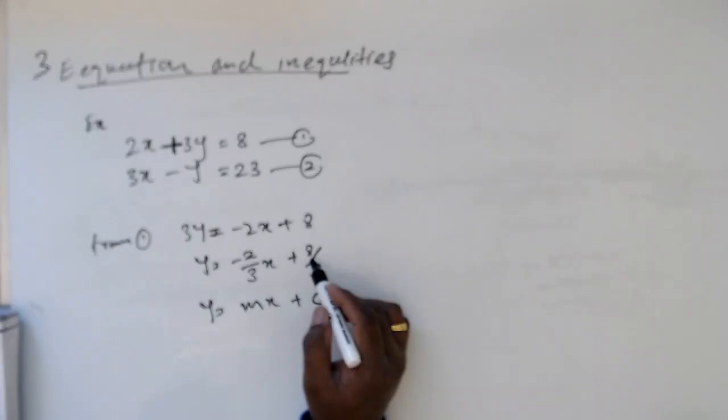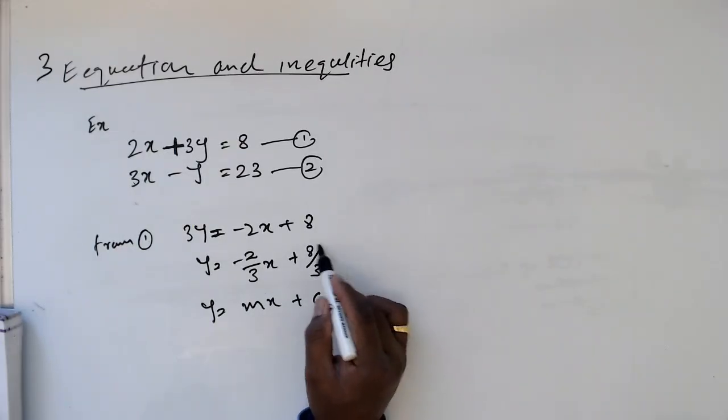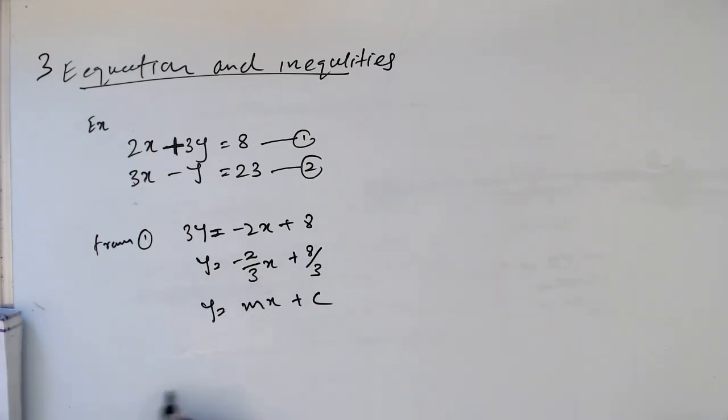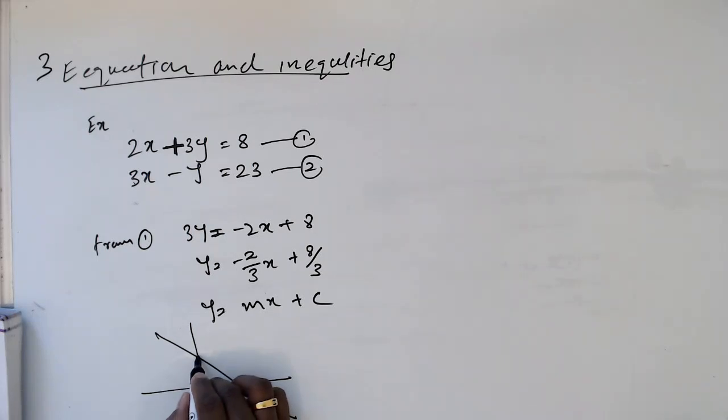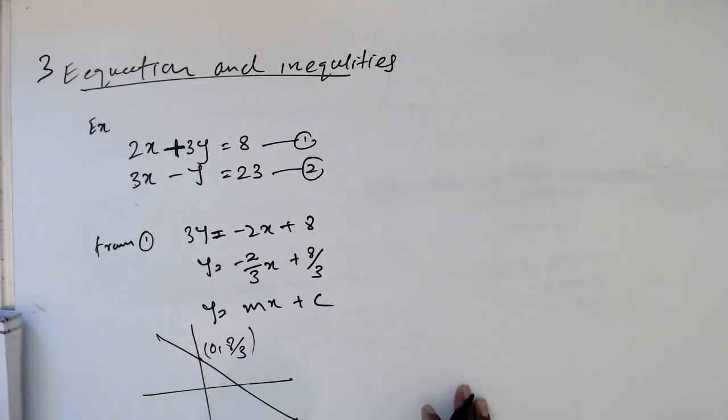And it has a positive y-intercept. So this is the kind of graph I am expecting. This is a negative gradient, and when x equals 0, y equals 8 divided by 3. So this is the idea I have for this equation.